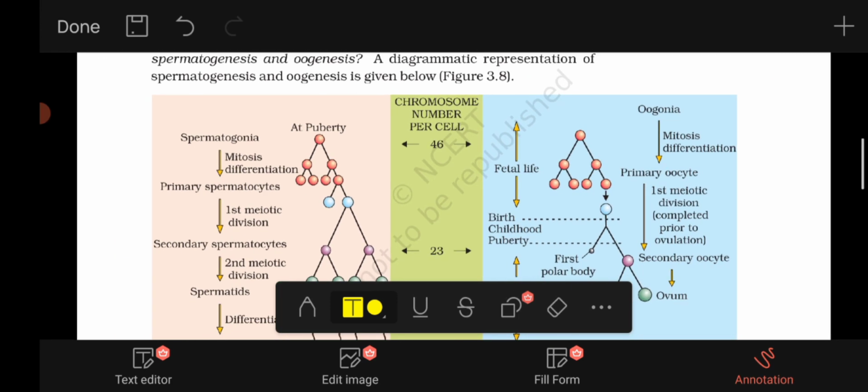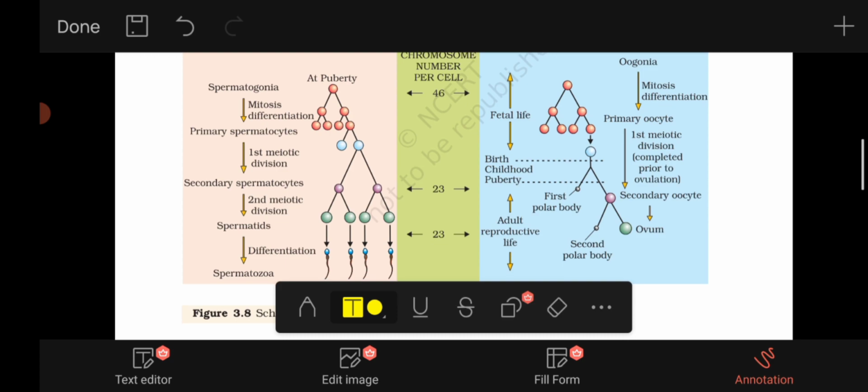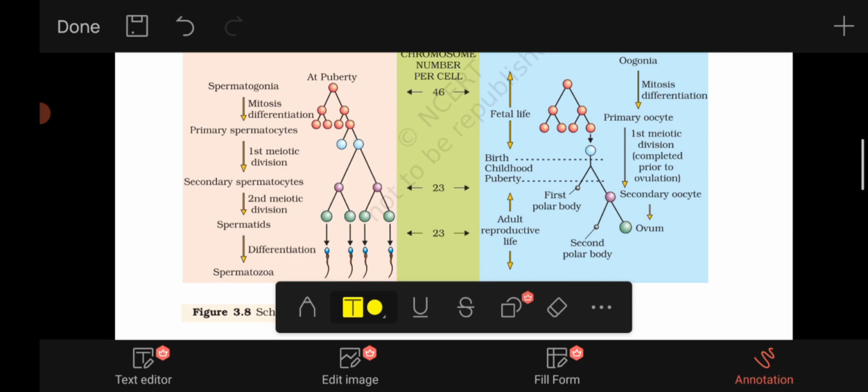So in this diagram it is clearly shown. If you want, you can take a screenshot of this, or you just open your NCERT and read this. It's very easy.